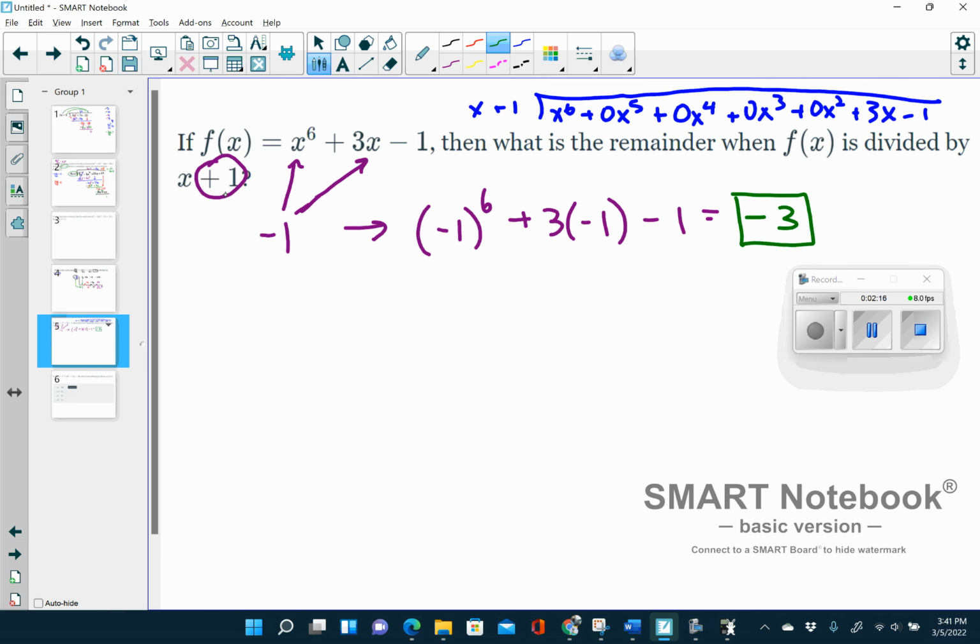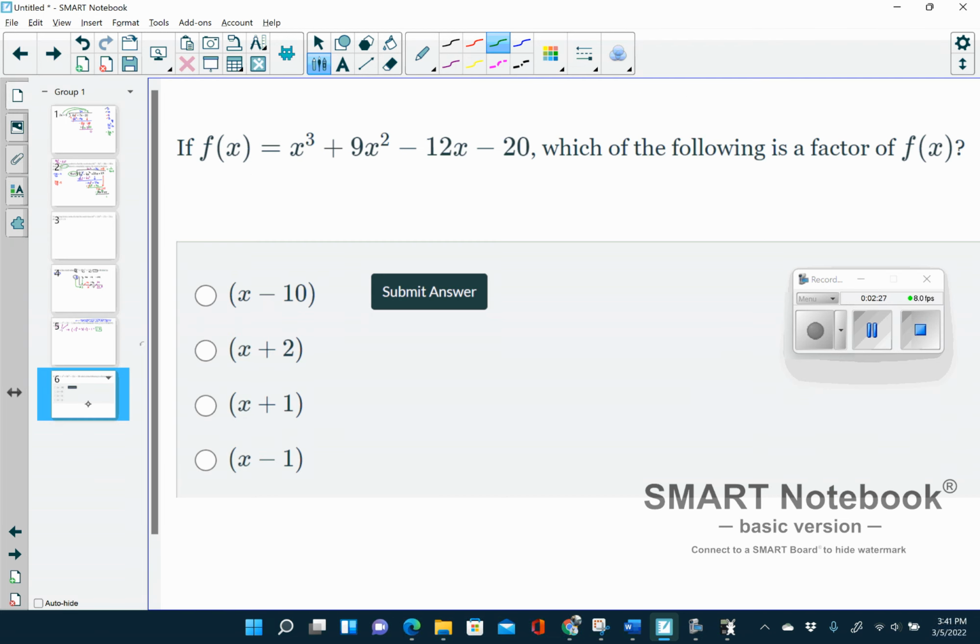Okay? So all we did is we flipped the sign. The opposite of positive 1 is negative 1, and we put it in wherever we see an x. So this is negative 1 to the 6th plus 3 times negative 1 minus 1. Use your calculator and hit enter. Done.